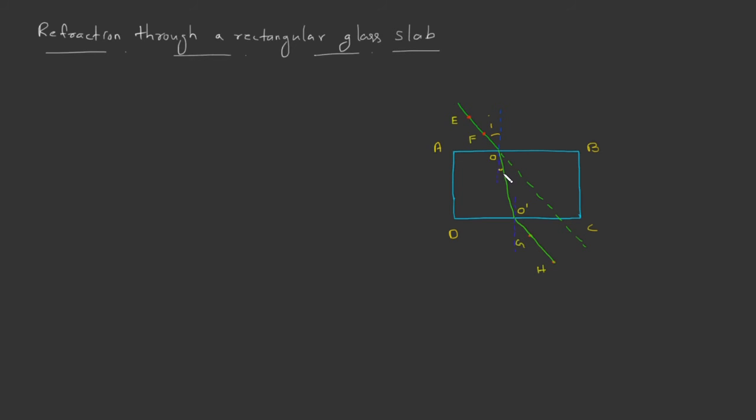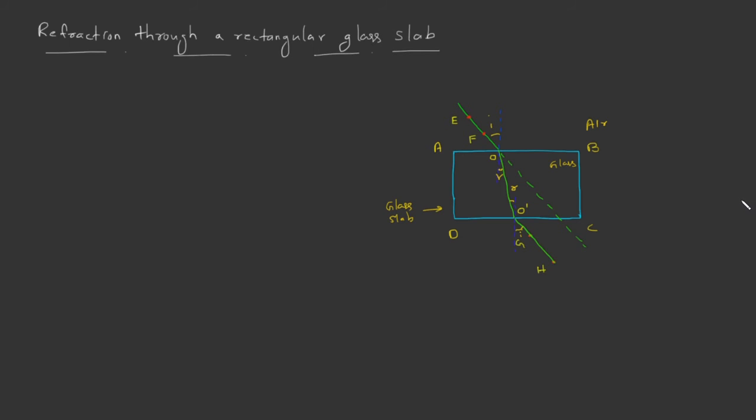Now let us mark this angle as R. Then we can easily say this will also be R. And we can find this angle is I. Let us complete the figure by marking it. So this is a glass slab. So this medium is air and this medium is glass.